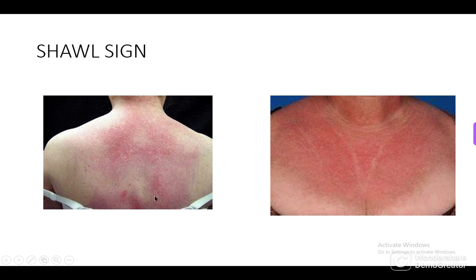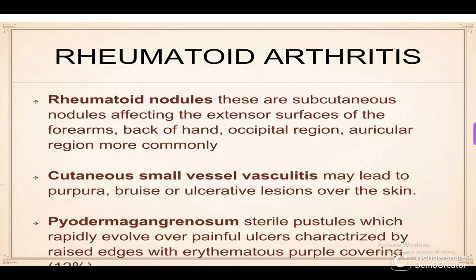What are the causes of this type of sign, other than dermatomyositis? This was a question I asked the candidate. Rheumatoid arthritis is a very famous condition. Rheumatoid nodules are subcutaneous nodules affecting the extensor surfaces of the forearms, back of the hand, occipital region, and articular regions more commonly. Cutaneous small vessel vasculitis may lead to purpura, bruising, or ulcerative lesions over the skin. Another important lesion is pyoderma gangrenosum: sterile pustules which rapidly evolve into painful ulcers characterized by raised edges with erythematous papules covering them.